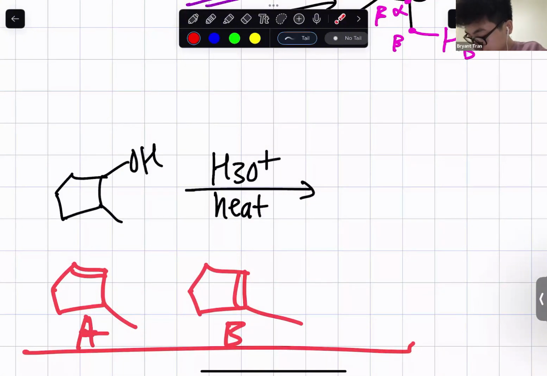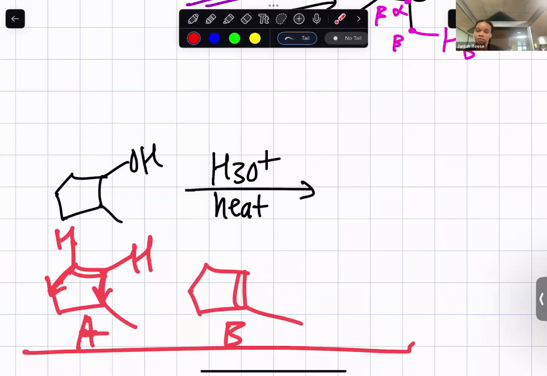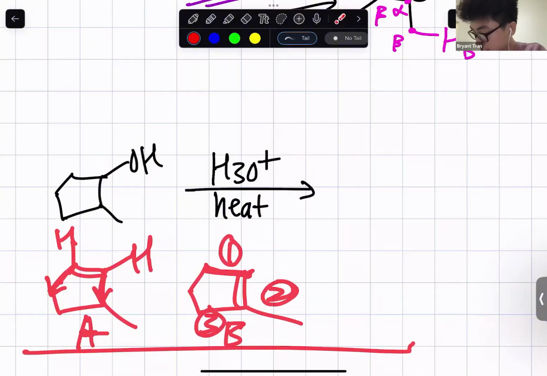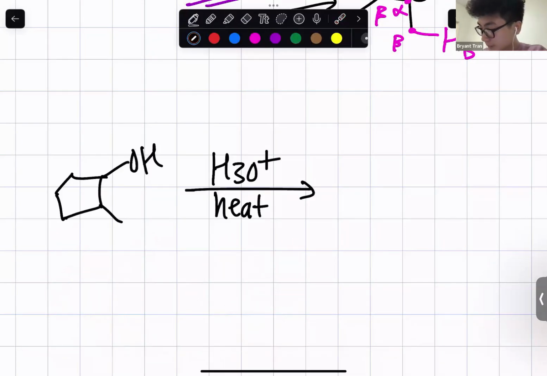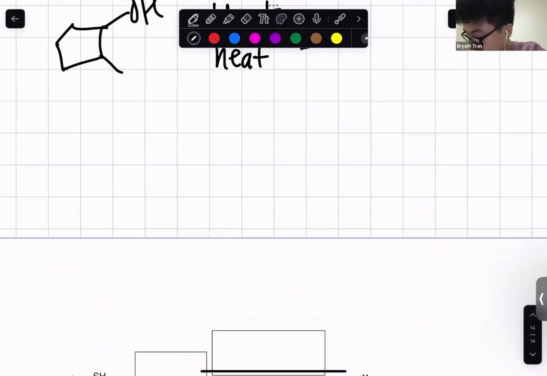has only two R groups, right? Like it's gonna be attached to this R group and this R group because this carbon is attached to one hydrogen, this carbon is attached to one hydrogen right there, right? But if you look at B, this alkene is tri-substituted, right? Because it's attached to three R groups. 1, 2, 3, and this carbon here only has one hydrogen, like that, right? So let me make this more clear by showing you the alkene.